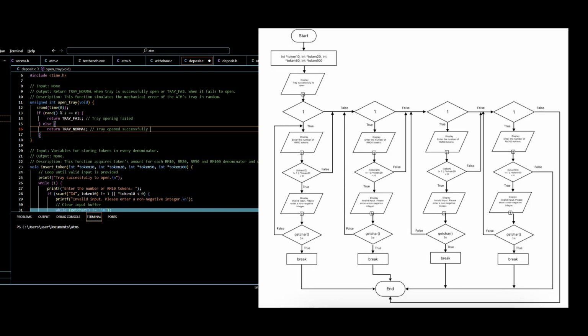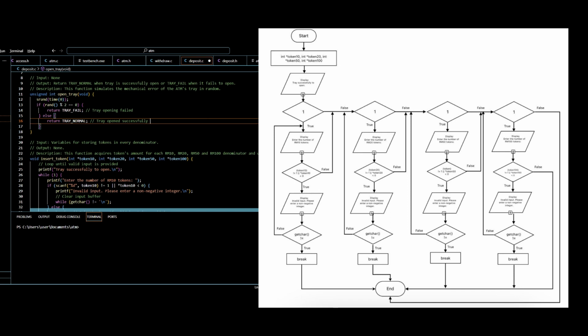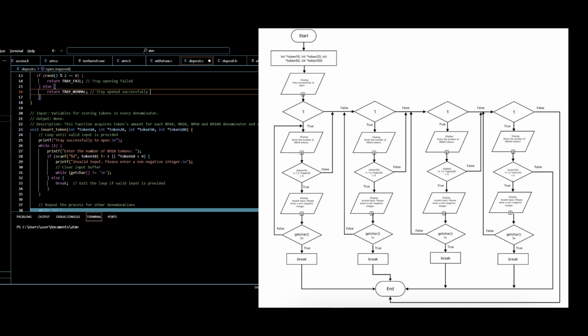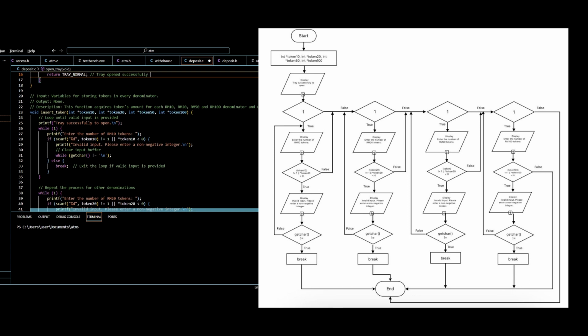For the insert token function, printf "Tray successfully opened" prints a message to indicate that the tray has successfully opened. For token insertion loop RM10, while(1) enters an infinite loop to repeatedly prompt the user to enter the number of RM10 tokens until valid input is provided.